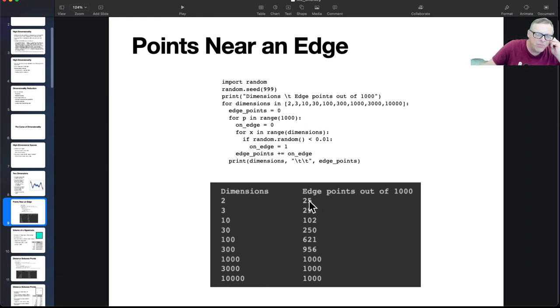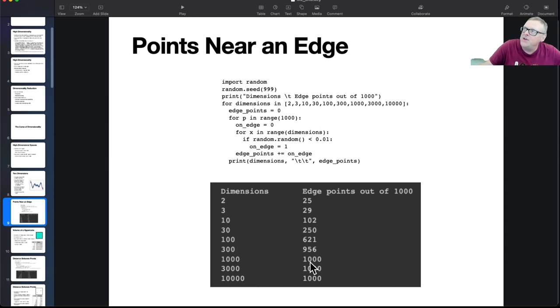So you can see here how many edge points out of 1,000 are near the edge. And I define an edge as being less than 0.01. So I didn't even consider the ones greater than 0.99 as an axis. These are ones near the 0 point. And the point is, once you get up to 100 dimensions, more than half the points are near the edge. And once you get up to 1,000 dimensions, essentially all the points are near an edge. Which makes sense, because you've drawn 1,000 random numbers and you're asking, is even one of them less than 0.01? And of course, that will almost always be true.